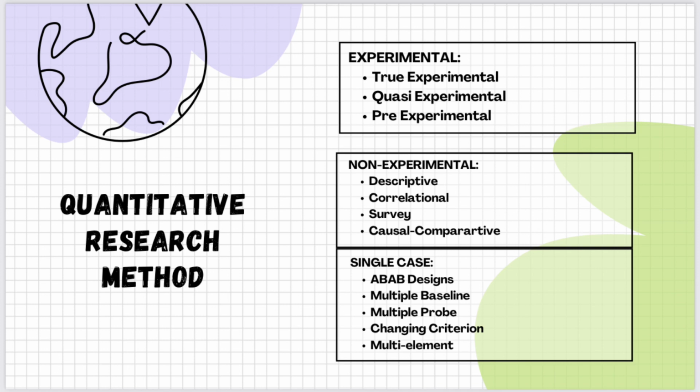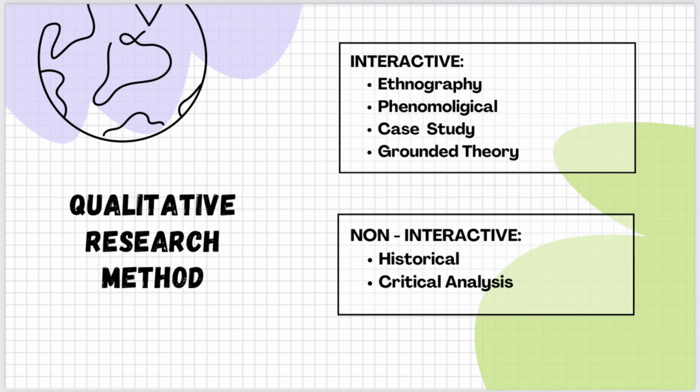And then we got survey research and causal comparative research, sometimes referred to as ex post facto, and it is exactly the same as true experimental research, except that the researchers cannot manipulate the dependent and independent variable. Now we are going to move on to qualitative research methodologies. We got interactive and non-interactive. So let's talk about interactive first. We got 4 here: ethnography, phenomenology, case studies, and grounded theory.